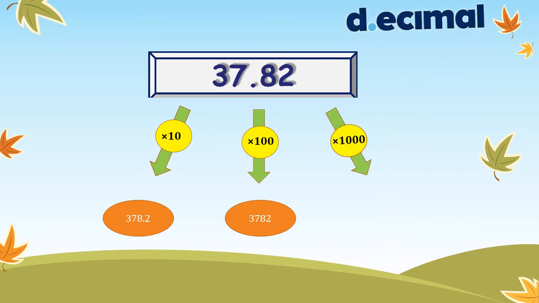Okay, if I multiply by 1,000, I will move the decimal point 3 steps. But miss, I just have only two digits. So you will put a 0 beside the 2, next to it, and move your steps. So the answer will be 37,820. I hope you get the idea of how to multiply decimals by 10 or 100 or 1000.